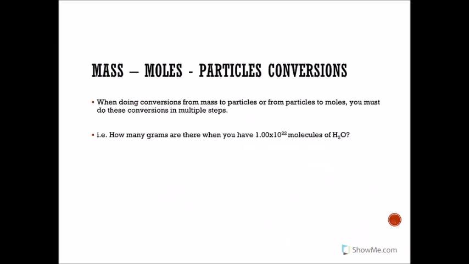And lastly, just to tie it all into yesterday, we can also do multiple step calculations. We can convert from mass to particles or from particles to moles. We just need another set of conversion brackets in there. So it says how many grams are there when you have 1.00 times 10 to the 22 molecules. And if we remember from 2.1, molecules means we need to use Avogadro's number.